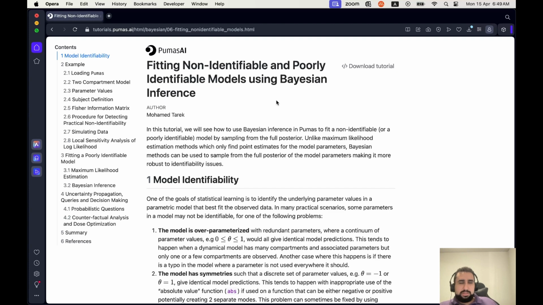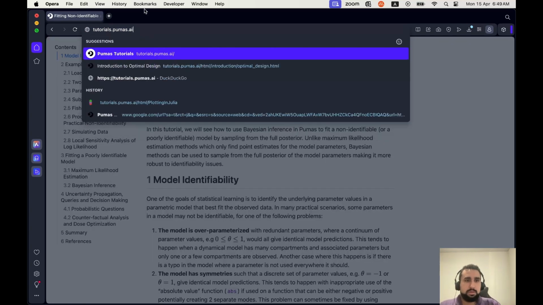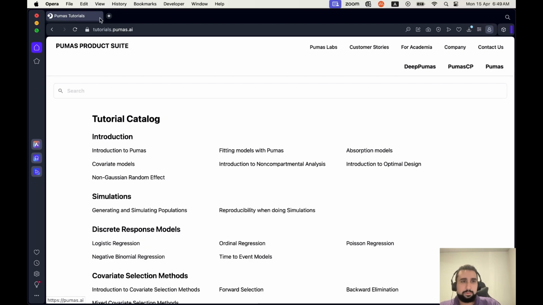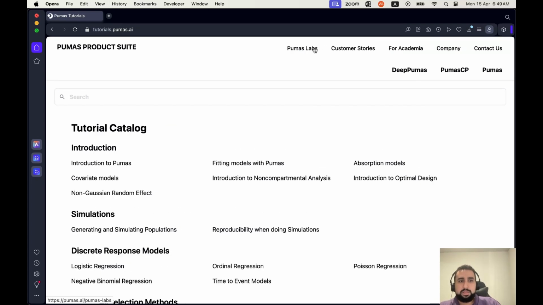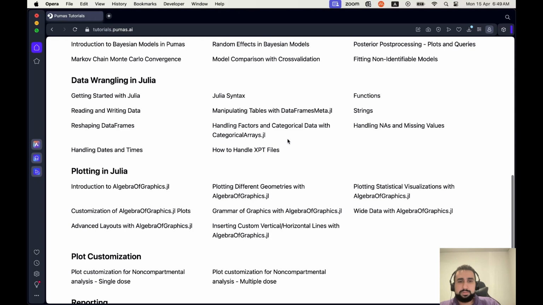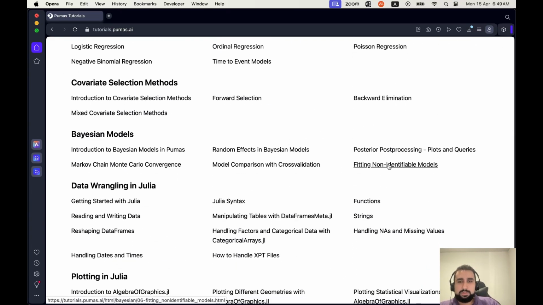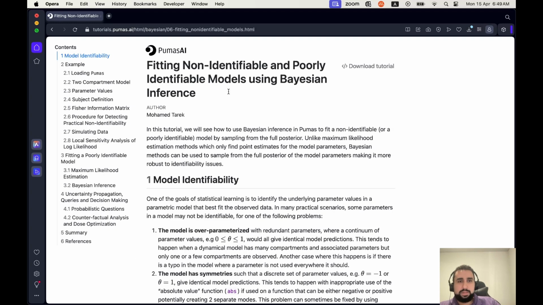So this tutorial is actually a public tutorial. If you go to Pumas tutorials, which is this website here, tutorials.pumas.ai, you'll find a whole list of tutorials available to you, and this is one of them today. This is the fitting non-identifiable models tutorial. If you click on that, you'll see this.